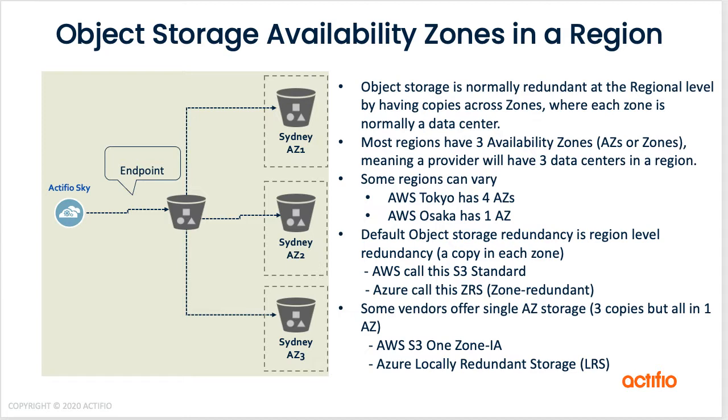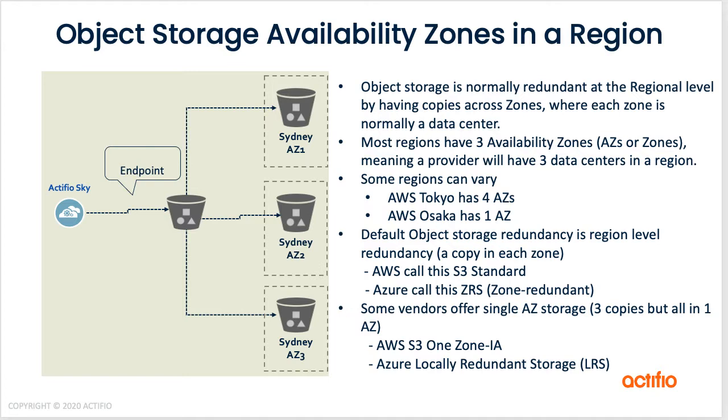AWS Tokyo has 4, AWS Osaka, when I recorded this video, only had 1. Now, what it means is you write to an endpoint, and in the back end, the cloud provider writes 3 copies into 3 different availability zones, so that if one of those availability zones goes offline, the data is still available, in fact, still highly available. Just as an aside, some vendors do offer the option to write all 3 copies into a single availability zone, and you do get a price benefit from that, but obviously you have an availability price as well. So that's availability within a region.